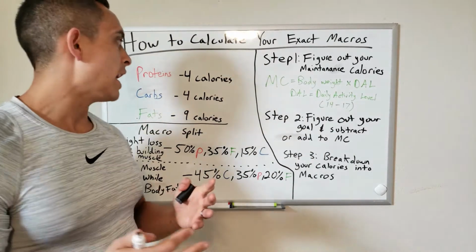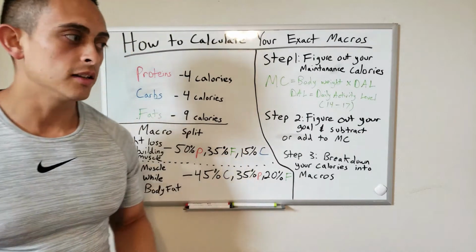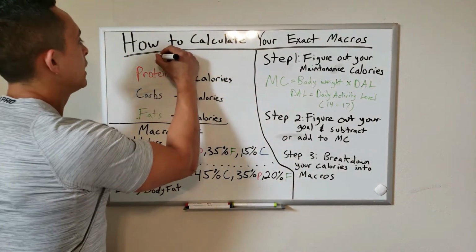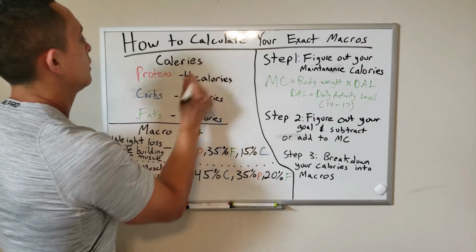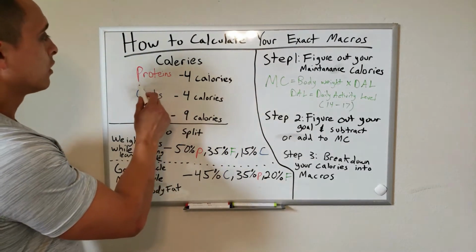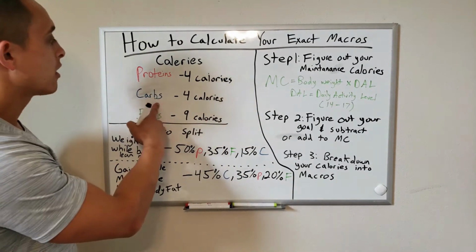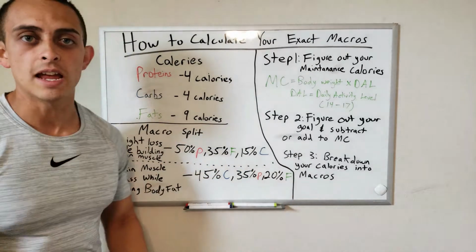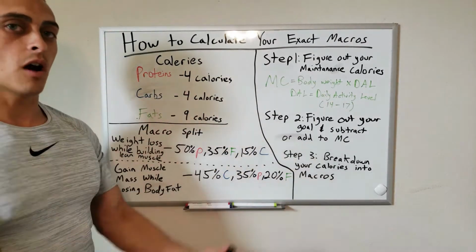But before I get into that, let me show you what macros are. Macros, all they are is when you break down calories, you get protein, carbs, and fat. Breaking down calories, 1 gram of protein is 4 calories. 1 gram of carbs is 4 calories, and 1 gram of fat is 9 calories. So fat's a lot more dense, okay? That's what macros are.